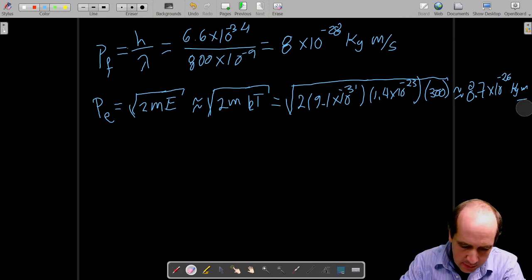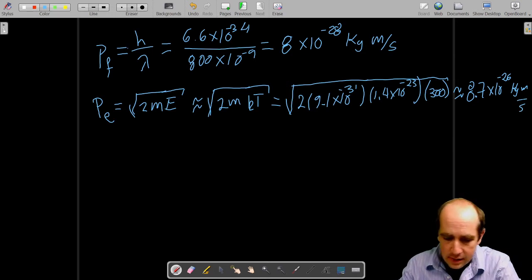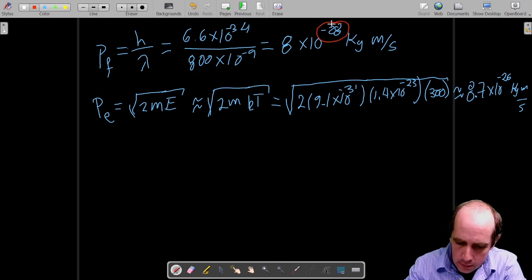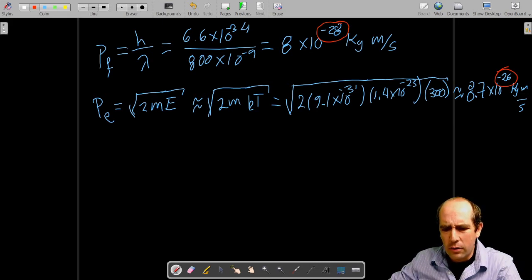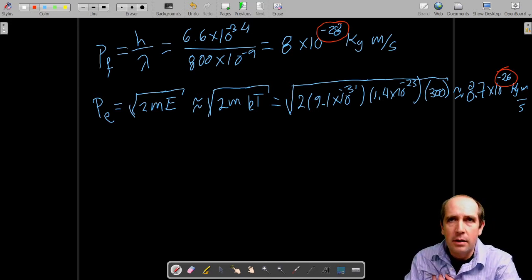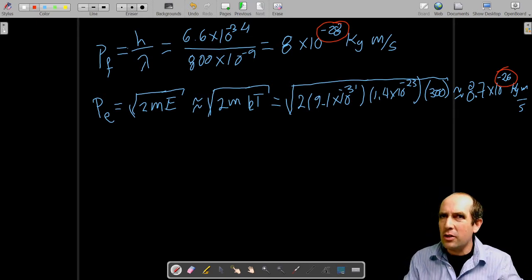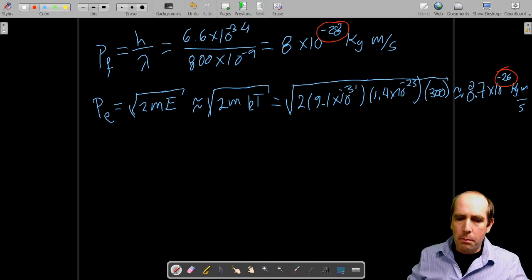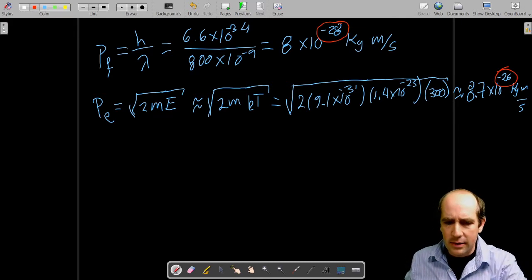What does this tell us? If you look at the exponents, they're actually very different numbers. They differ by a factor of 100 or so. So a photon has roughly 1/100th of the momentum that an electron has. And that's to be expected. A photon has momentum just because of these quantum mechanical properties, but it's actually a massless particle, while the electron does have a mass. So this is not entirely surprising.